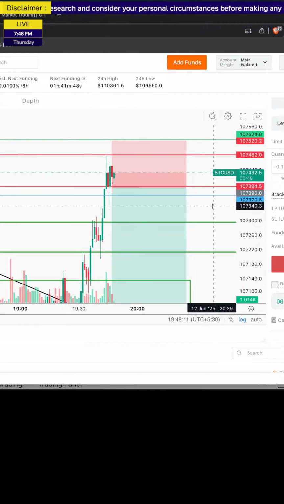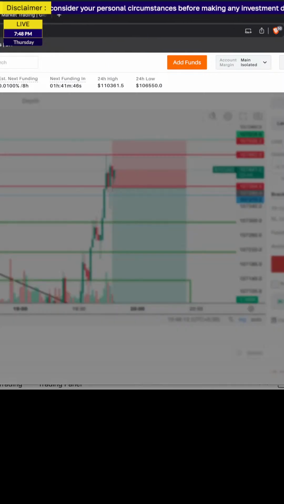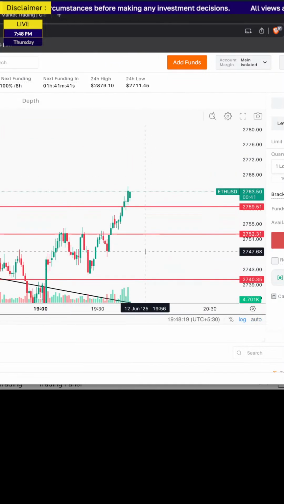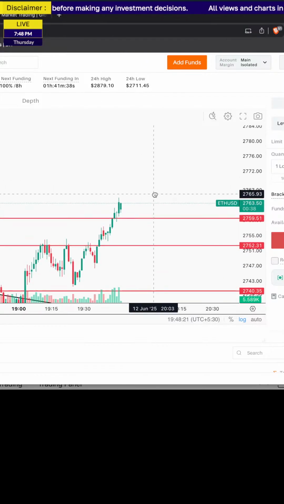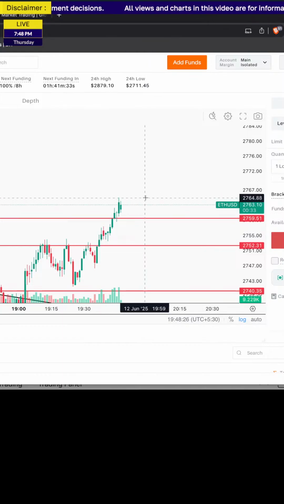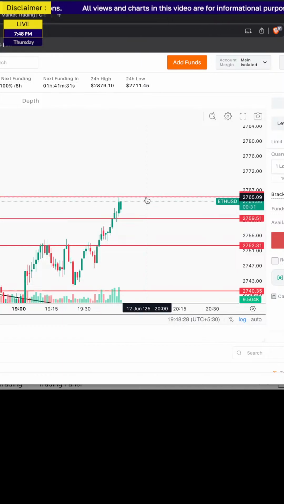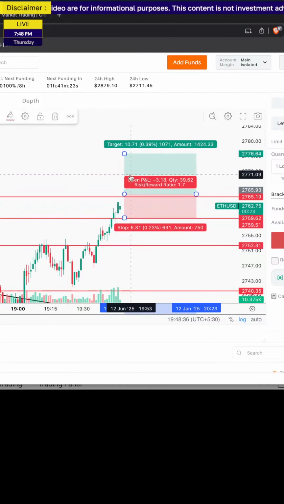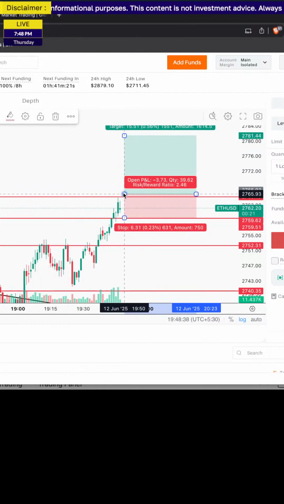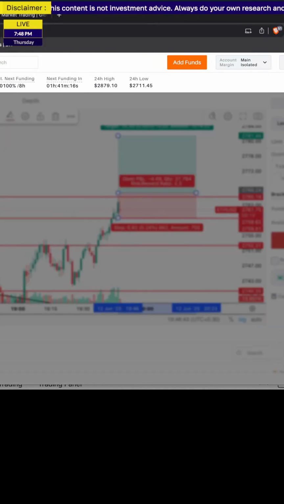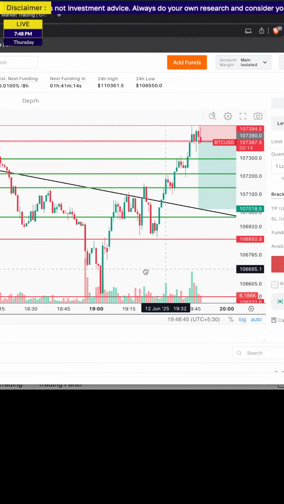Holding Ethereum, this candle is showing continuation. Ethereum, if it gives a closing above this, then maybe you guys can try. Only if it gives a closing above this can you try. As of now I would not suggest taking any trade in Ethereum as well.